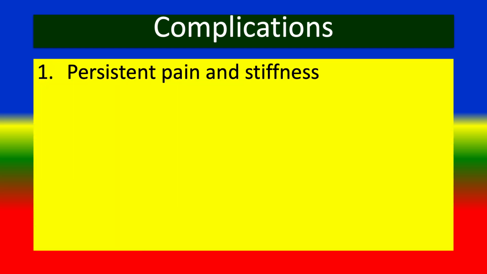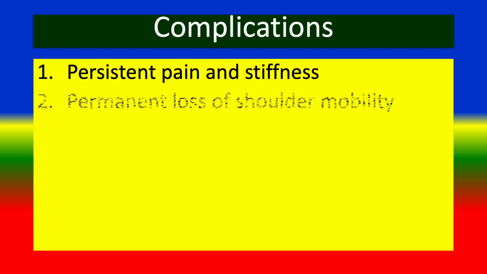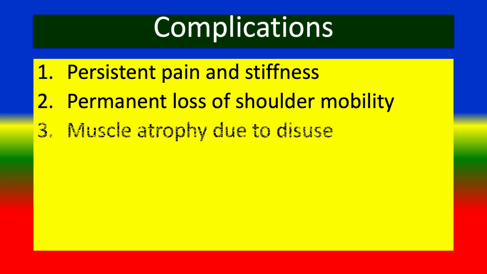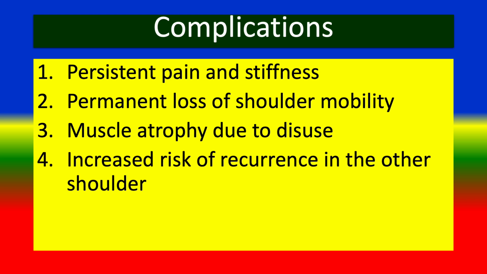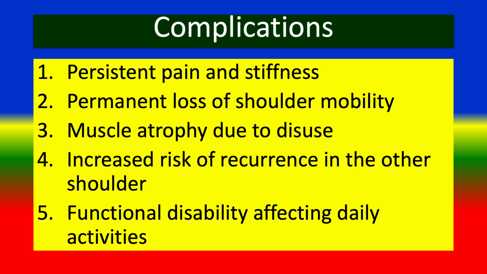Complications. 1. Persistent pain and stiffness. 2. Permanent loss of shoulder mobility. 3. Muscle atrophy due to disuse. 4. Increased risk of recurrence in the other shoulder. 5. Functional disability affecting daily activities.